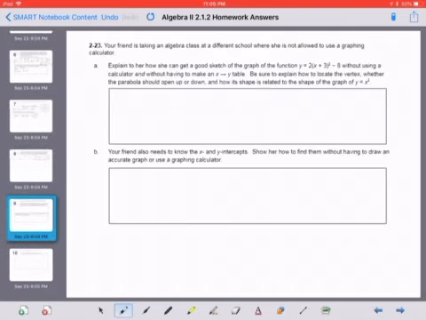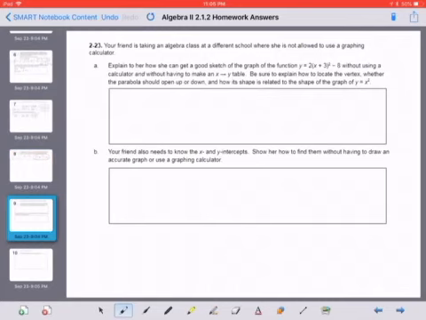Problem 23, it says our friend is taking algebra and is at a different school where they're not allowed to use graphing calculators, and wants us to explain to her how to graph the function y equals 2 times (x plus 3) squared minus 8 without using a calculator and without making an xy table. So what you needed to explain to her was whether the parabola should open up or down and how the shape is related to the shape of y equals x squared.